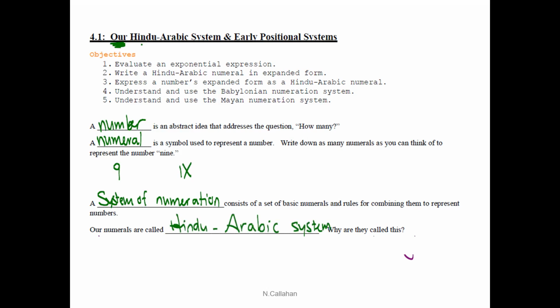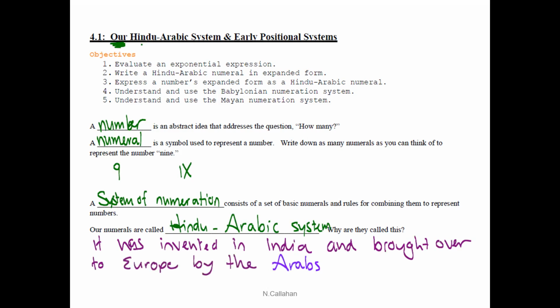Our numerals are called the Hindu Arabic system. The reason they're called this is that it was invented in India and was brought over to Europe by the Arabs.